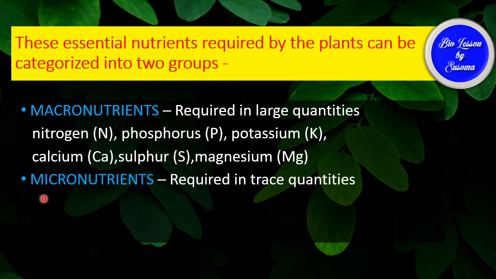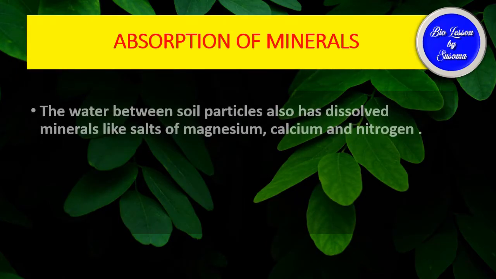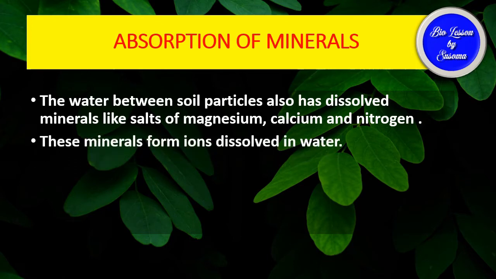Next, micronutrients. Micro means small, so micronutrients are required in very small or trace quantities. Examples of micronutrients are boron, chlorine, manganese, iron, zinc, copper, molybdenum, nickel. Now, the water which is present between the soil particles also has dissolved minerals like salts of magnesium, calcium, and nitrogen. These minerals form ions when dissolved in water.